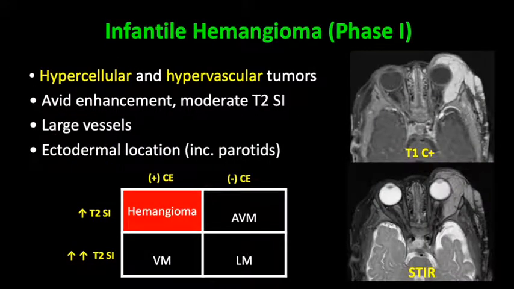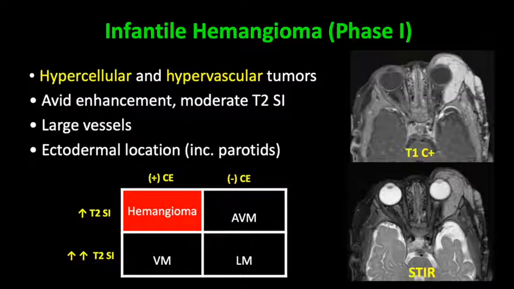So let's look at the imaging, and it differs based on the phase. So we image these most commonly in phase 1 because that's when they're rapidly growing. So these are, again, hypercellular and hypervascular tumors, and because of that, they demonstrate both avid enhancement but only moderate T2 hyperintensity. So if we look at the images on the right, we can see this really avidly enhancing lobular mass. And on the lower image, we can see that it is giving us moderate T2 hyperintensity, quite a bit less than the signal in the vitreous or in the CSF.